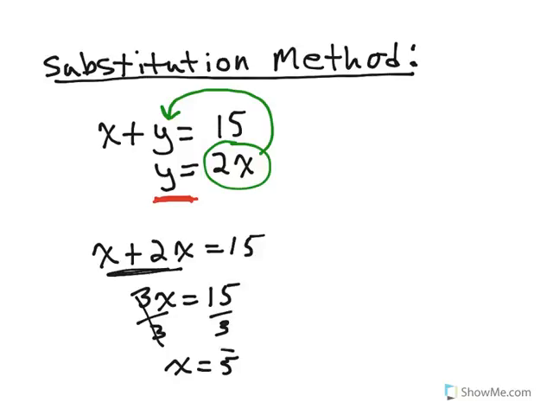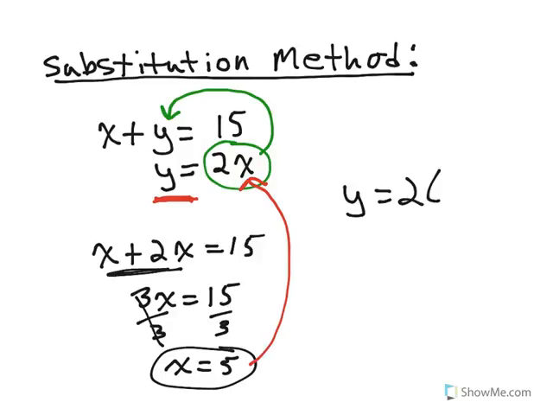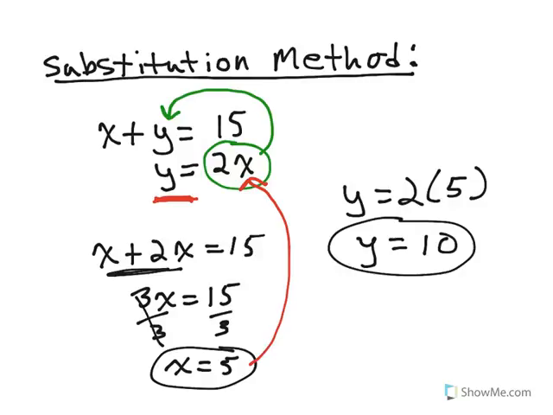x equals 5. Now that we know what x is, we can plug that into the other equation and solve for y. And that will give us y equals 2 times 5, y equals 10. The solution to the system then is the set of coordinates 5, 10.